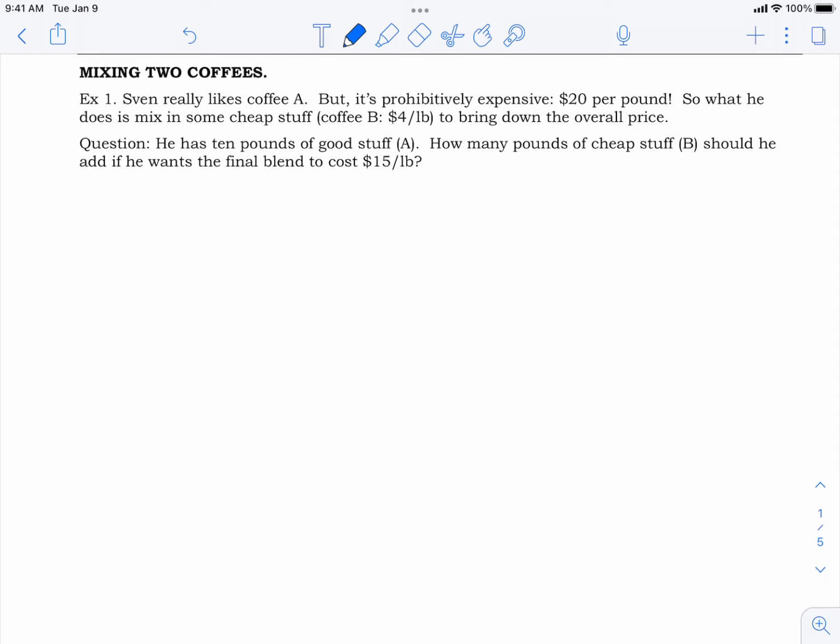Let's see, we're dealing with coffees, right? We've got these 2 coffees, coffee A, and we got this coffee B. We're dealing with some things like dollars, right? That's $20 per pound. That's $4 per pound. We're spending some money here. And by the way, we've got pounds, don't we? We have to use so many pounds of this, 10 pounds of this. So we got pounds, we got dollars, we got 2 kinds of coffee. We got all kinds of things flying around here, don't we?